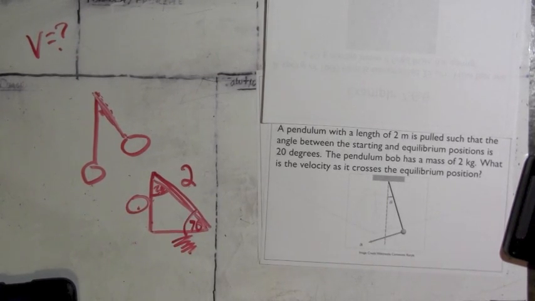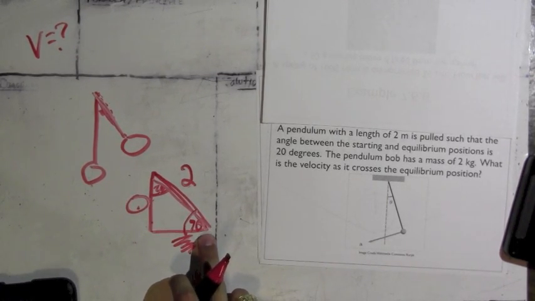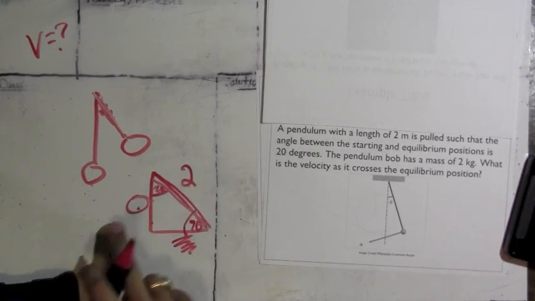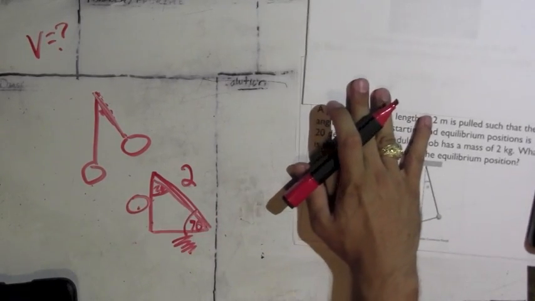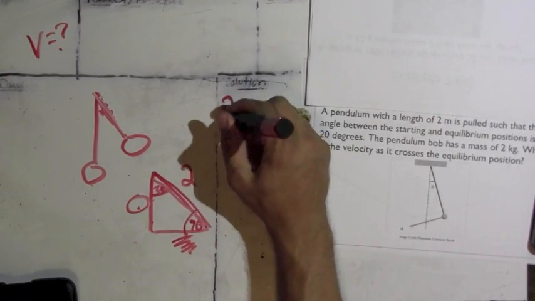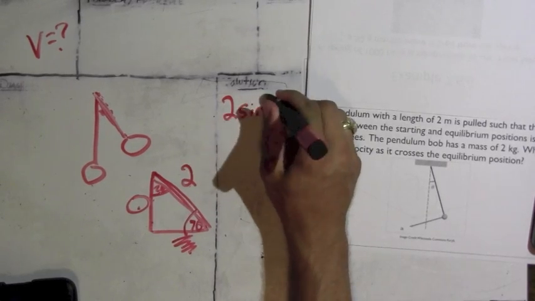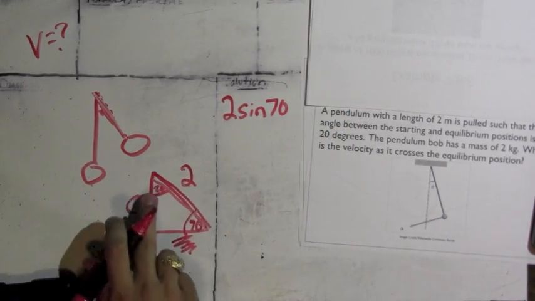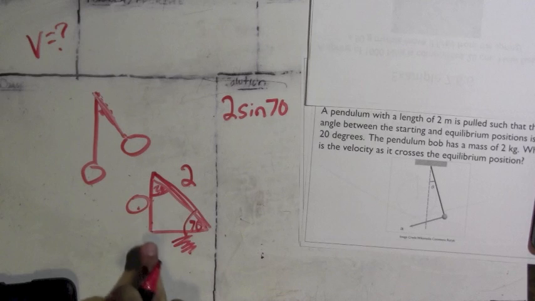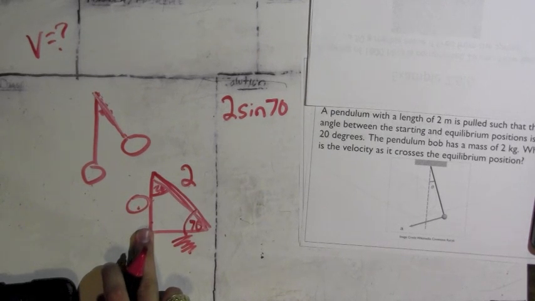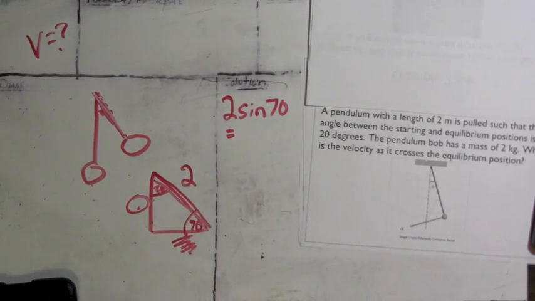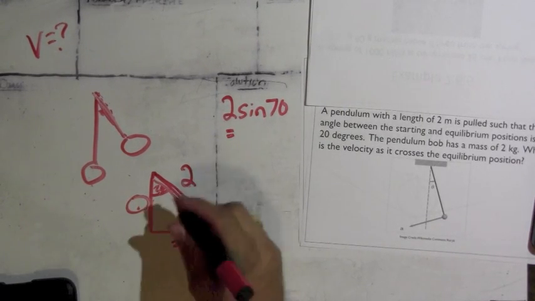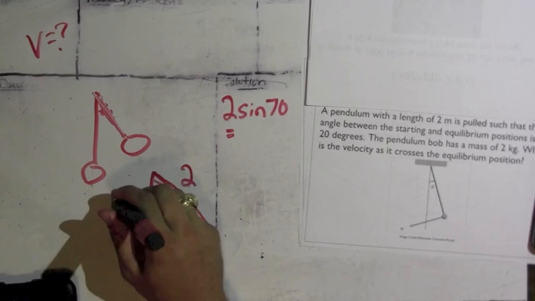And what I can do then is I can say, okay, sine of 70 times 2 would give me this side right here. So let's go ahead and do that real quick in our solution. We say 2 times the sine of 70. And you can see how I got 70: 20 and 70 have to add up to 90 because you have a 90-degree angle here. So 2 times the sine of 70 gives me 1.88. So this side of the triangle is 1.88.